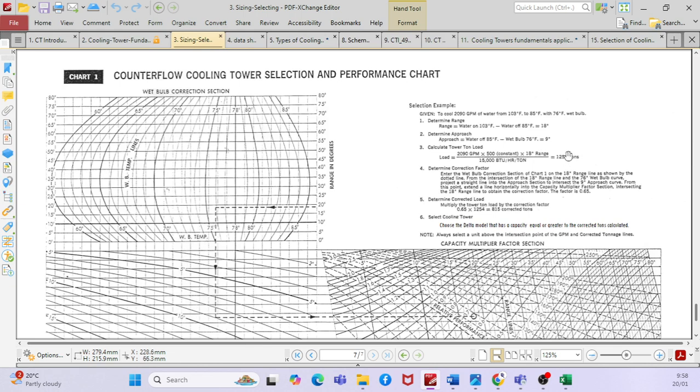That is nothing but the range. But when we are initially doing this in concept design, how do we find this delta T? How do we come to have it? This is a standard temperature, right?